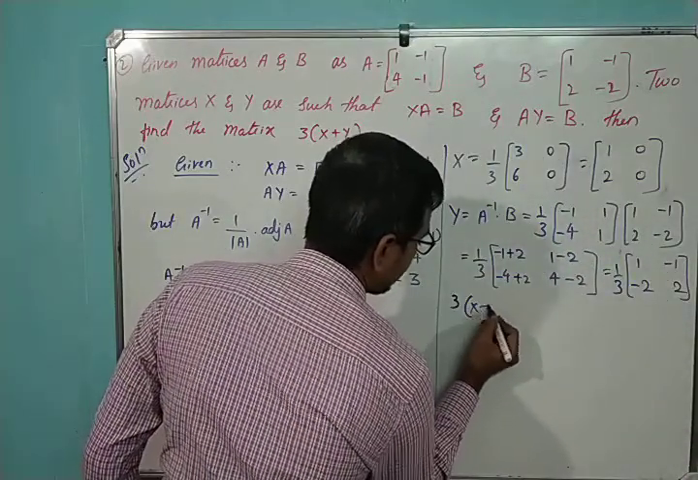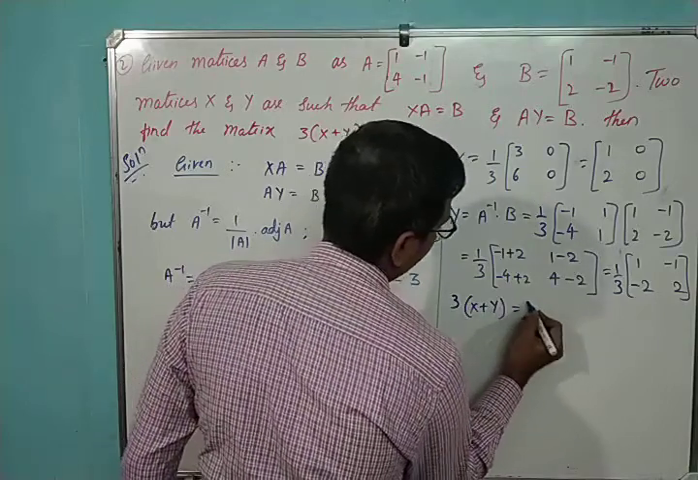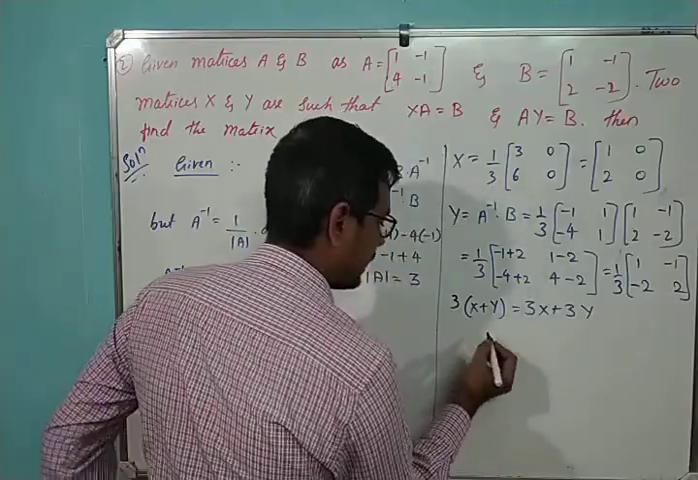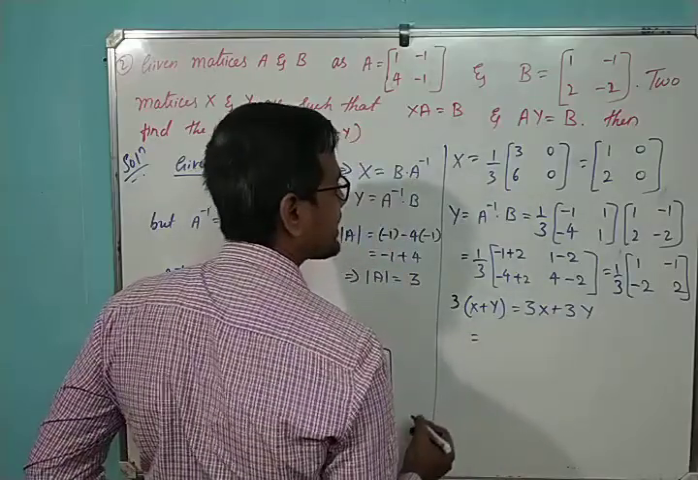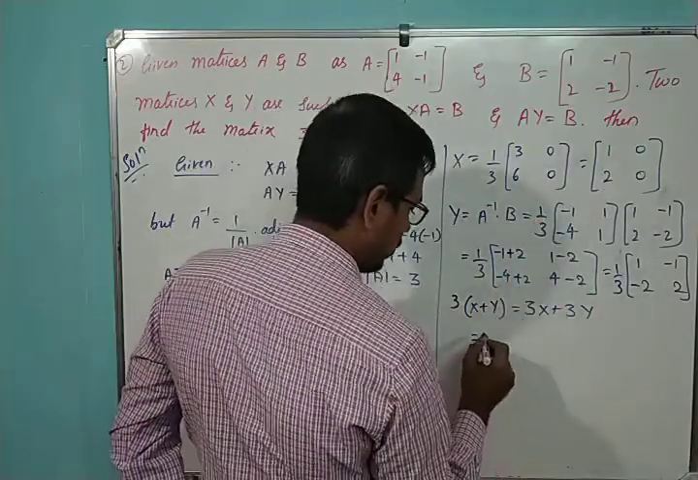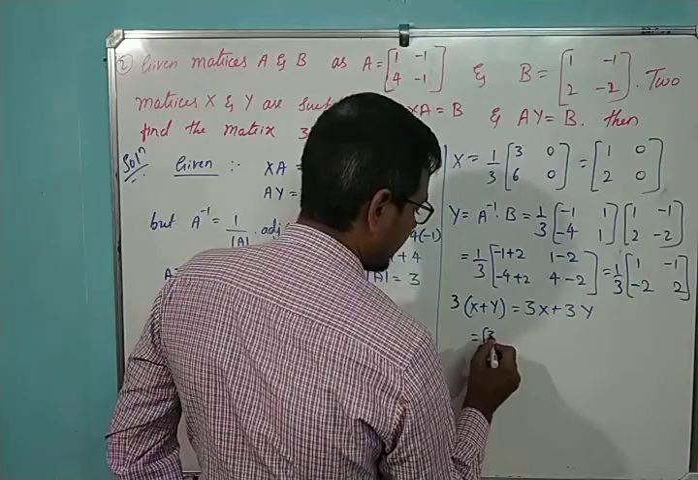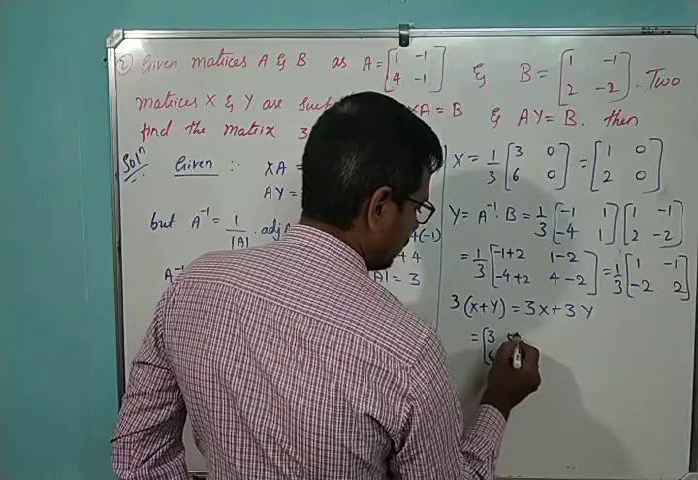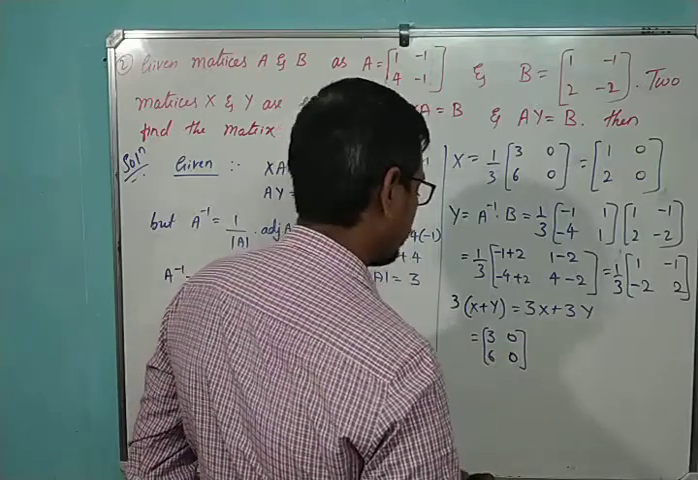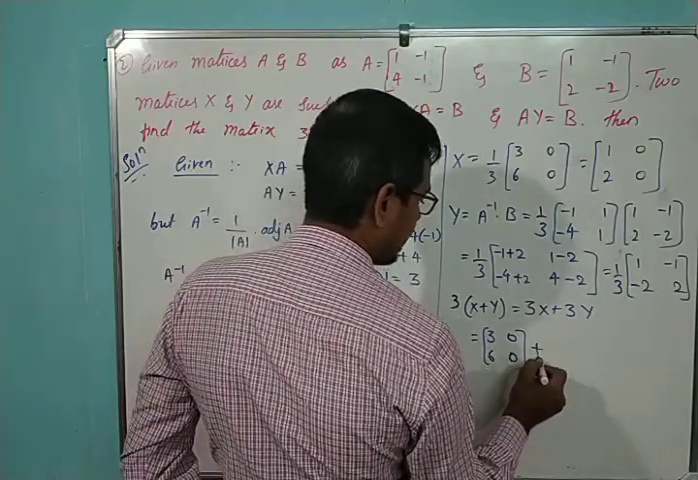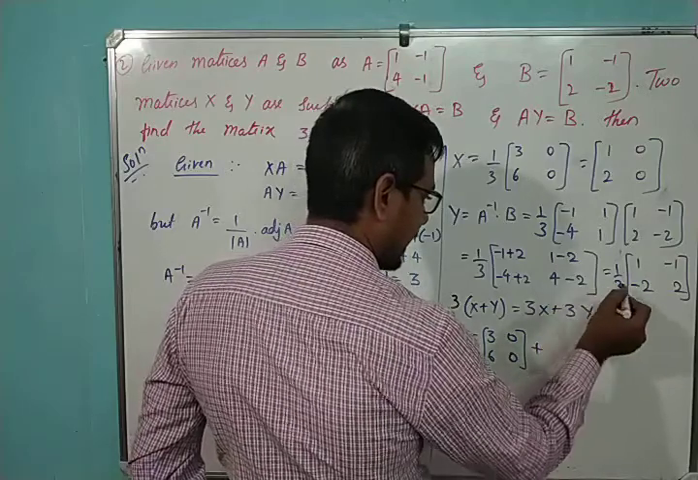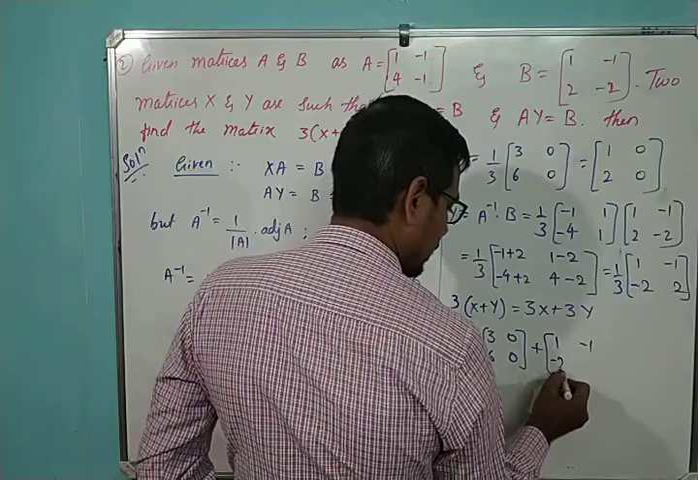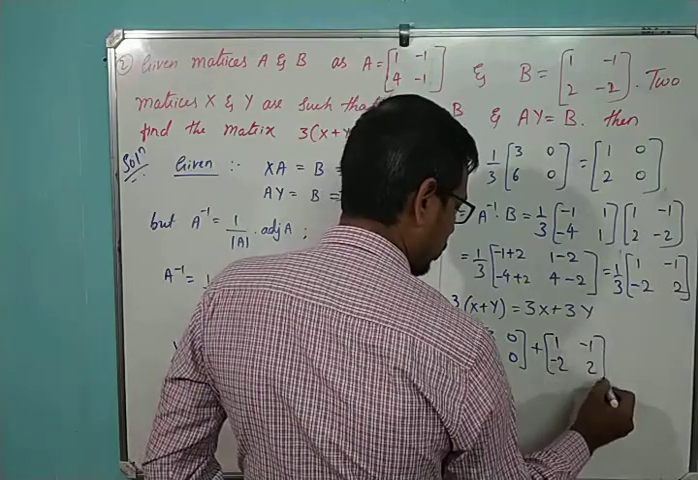3 into x plus y can be written as 3x plus 3y. So what is 3x? X is 1, 0, 0, 2. 3x will be 3, 0, 6, 0. Right? 3x plus 3y. 3 and 3 cancels. So what remains? 1 minus 1 minus 2 plus 2.